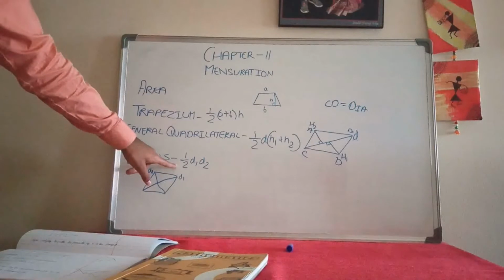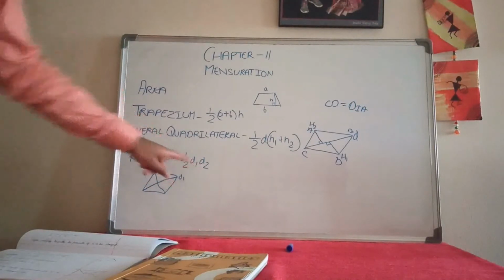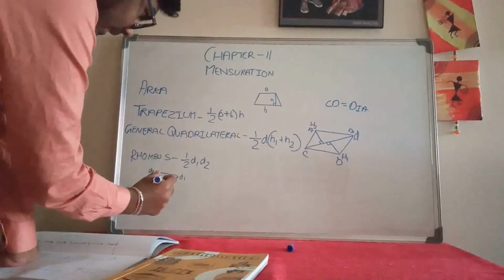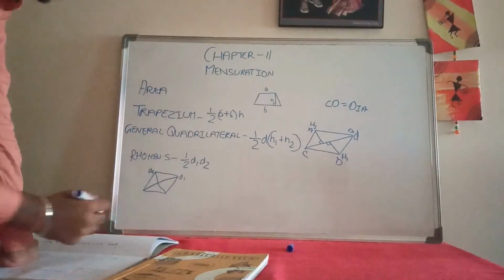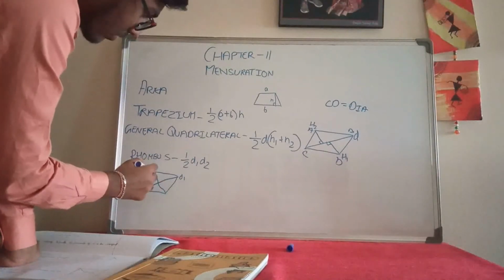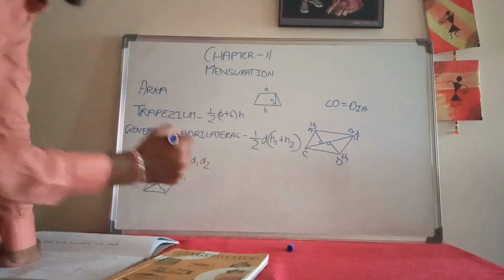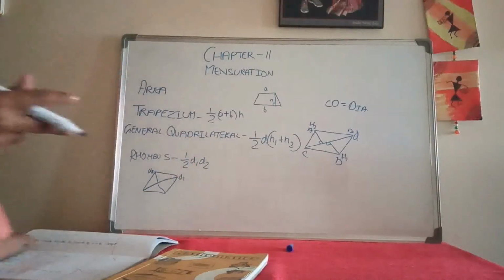So next is rhombus. Rhombus is 1 by 2 into diagonal 1 into diagonal 2. As we know, rhombus has two diagonals, and as you can see here, there are two diagonals. One is denoted as D1 and the other is D2. So the formula for rhombus is 1 by 2 into its first diagonal into its second diagonal.